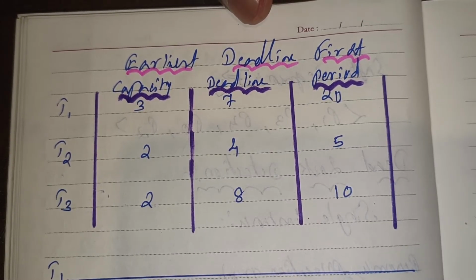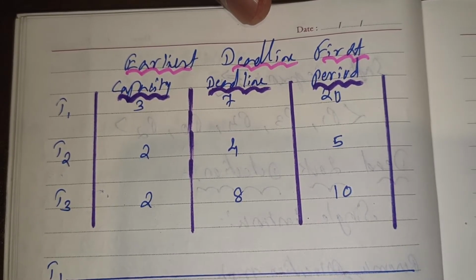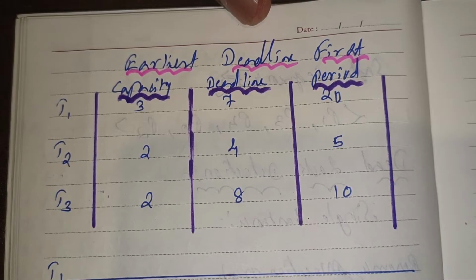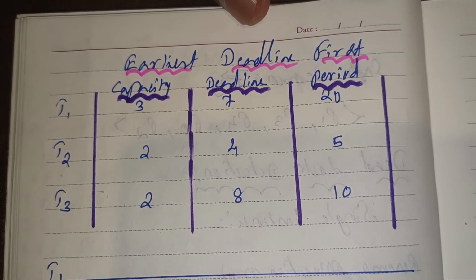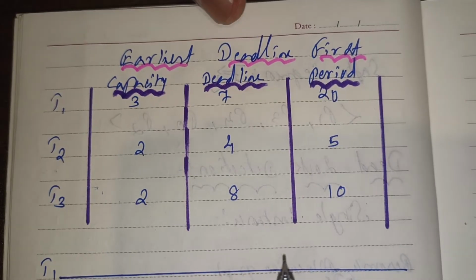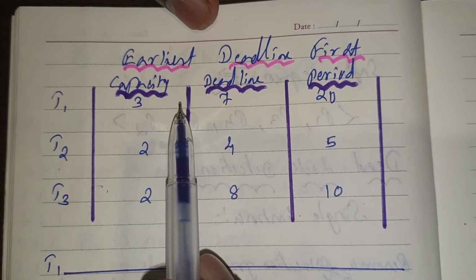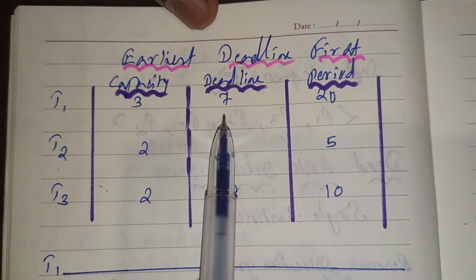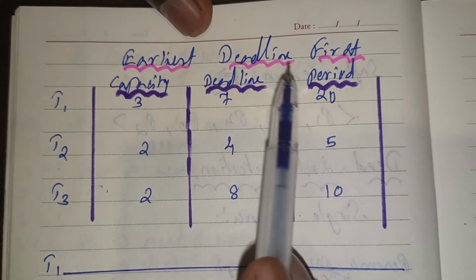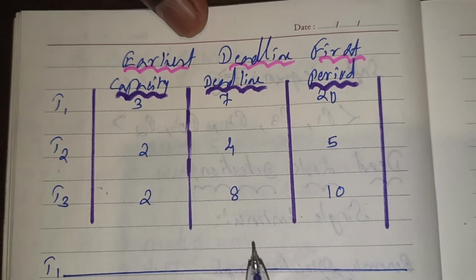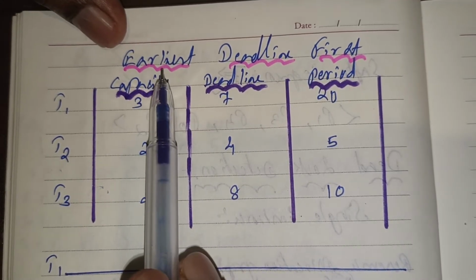Now I am going to explain how the scheduling approach, earliest deadline first in CPU scheduling algorithm, works. Basically, earliest deadline first is an optimal dynamic priority scheduling algorithm which is actually used in real-time systems.